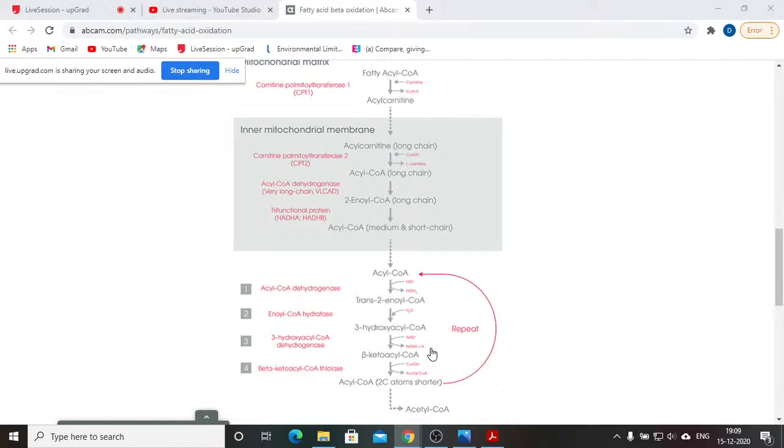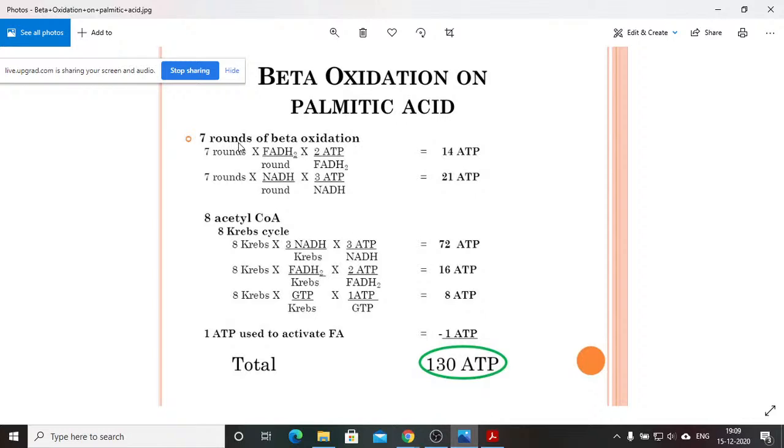Now let us see how the calculation goes. In palmitic acid, which is a 16 carbon saturated fatty acid, 7 rounds of beta oxidation take place. So 7 molecules of FADH2 are produced. In former calculations, it was calculated that approximately 1 FADH2 molecule in the electron transport chain gives rise to 2 ATP molecules. Of course, nowadays they consider this as 1.5, but let us go by the old calculation. So 7 into 2, that is 14 ATPs are formed.